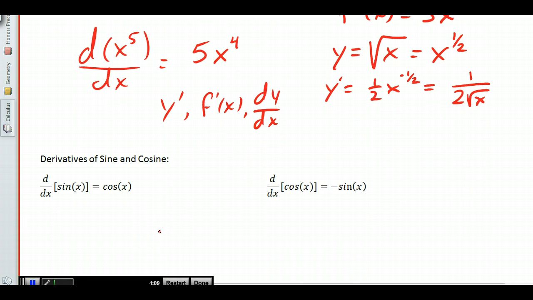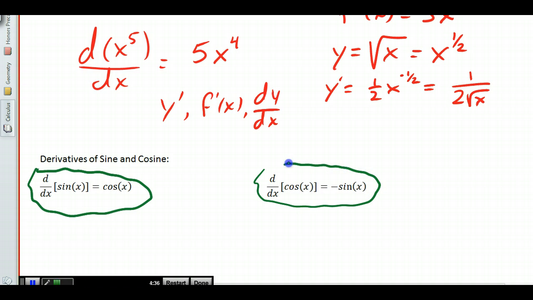Okay, a couple more rules. The derivatives of sine and cosine. It turns out that the derivative of sine is positive cosine, and I don't have time to really go into the proof of that, but it is in any calculus textbook. The derivative of cosine is negative sine. So guys, you just need to memorize these, okay? These are really important. The derivative of sine is positive cosine, and the derivative of cosine is negative sine. Let's do some examples.